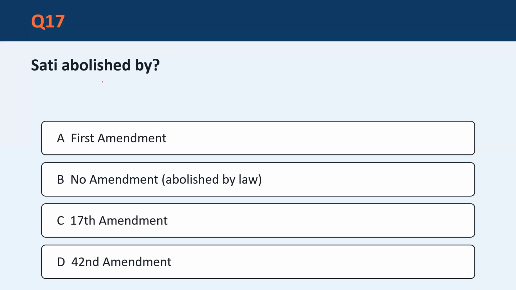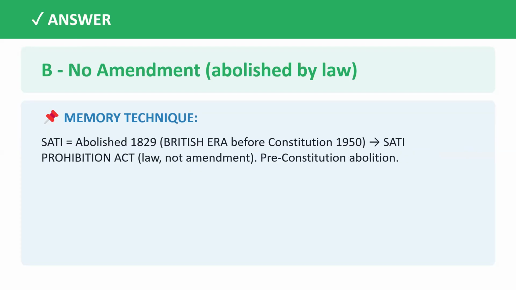Next question is, Sati was abolished by what? And the options are First Amendment, No Amendment, 17th Amendment, and 42nd Amendment. And the correct answer is No Amendment. It was abolished by law. Sati was abolished around 1829, in the British era, before the Constitution of 1950. So it was abolished even before the formation of our Constitution.